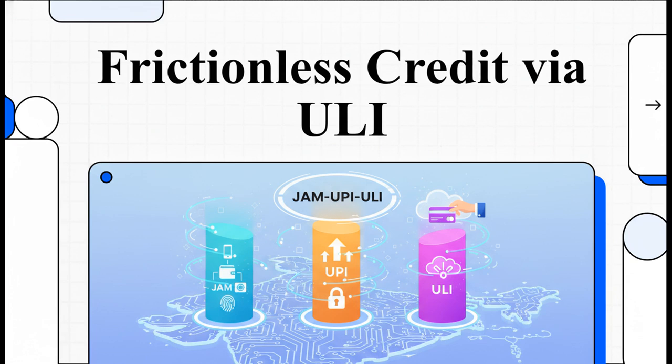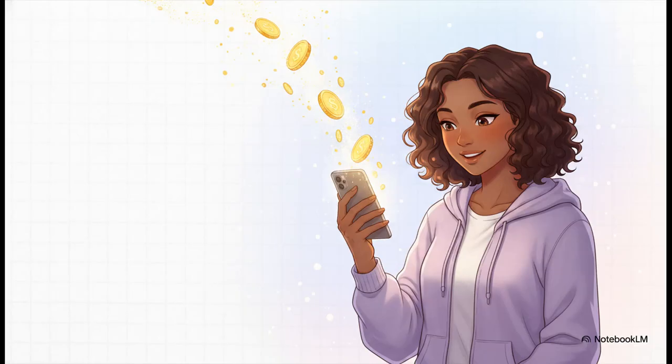This platform is literally conceived as the third pillar of India's digital financial revolution. It completes what's known as the epic JAM UPI ULI Trinity. Right, so that's Jan Dhan, Aadhaar, mobile, then UPI, and now finally ULI. Just think about that for a second.